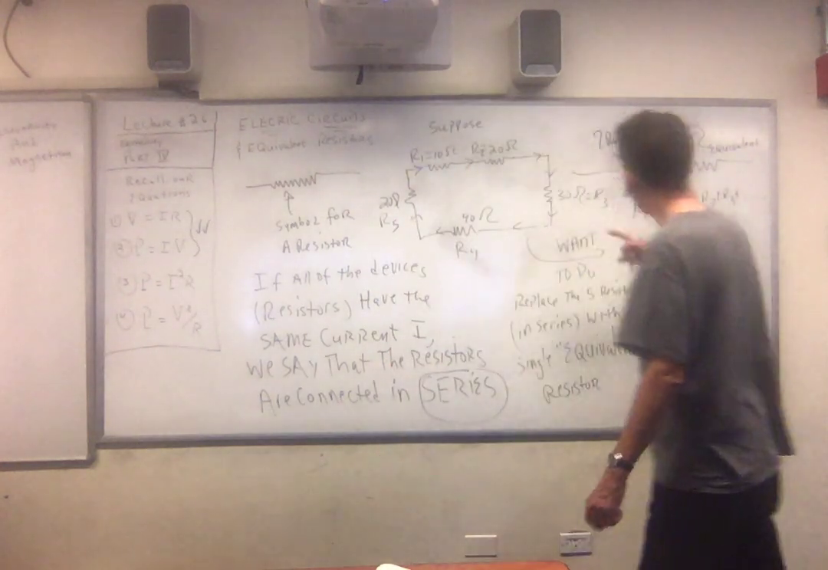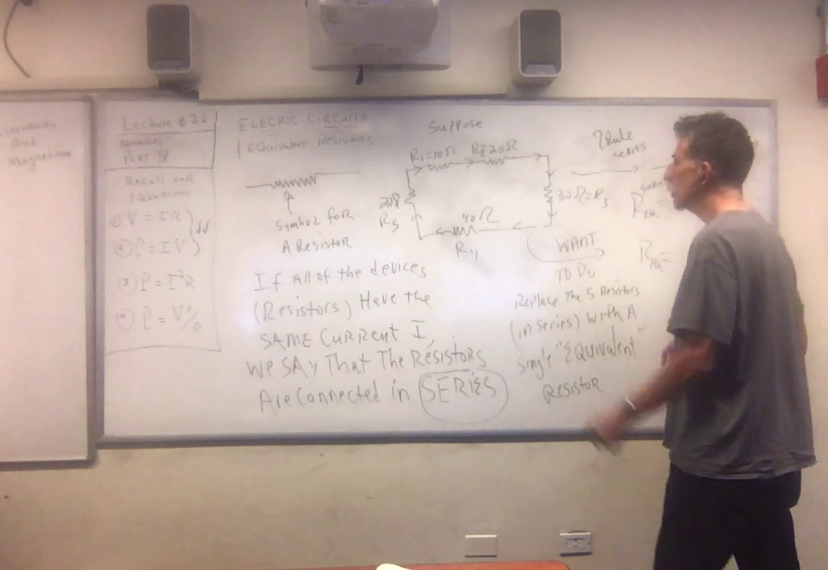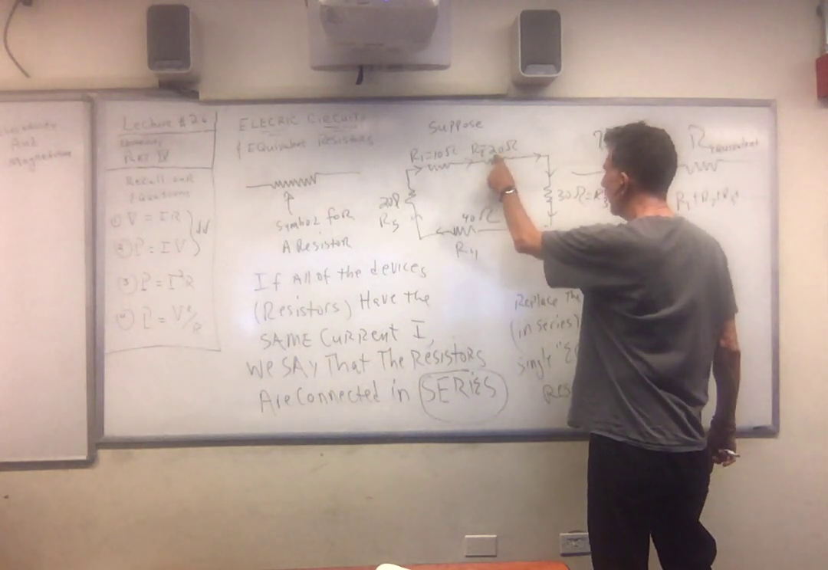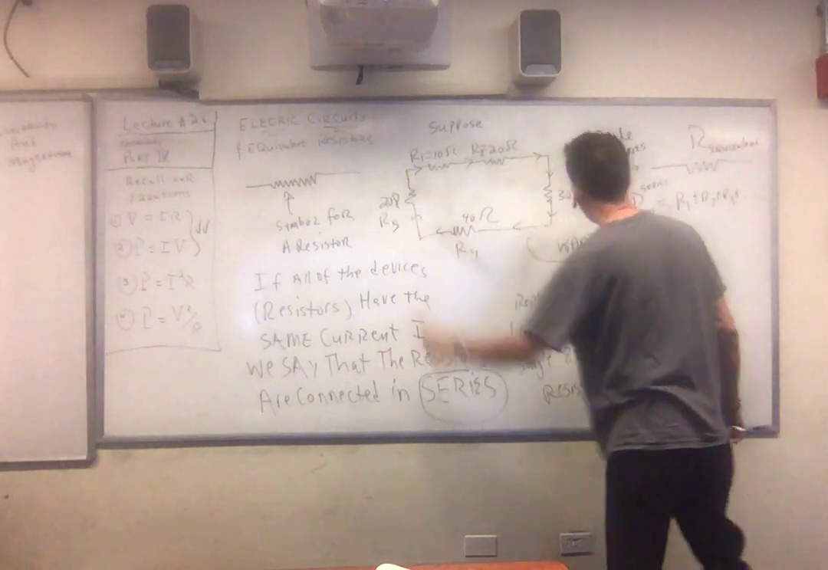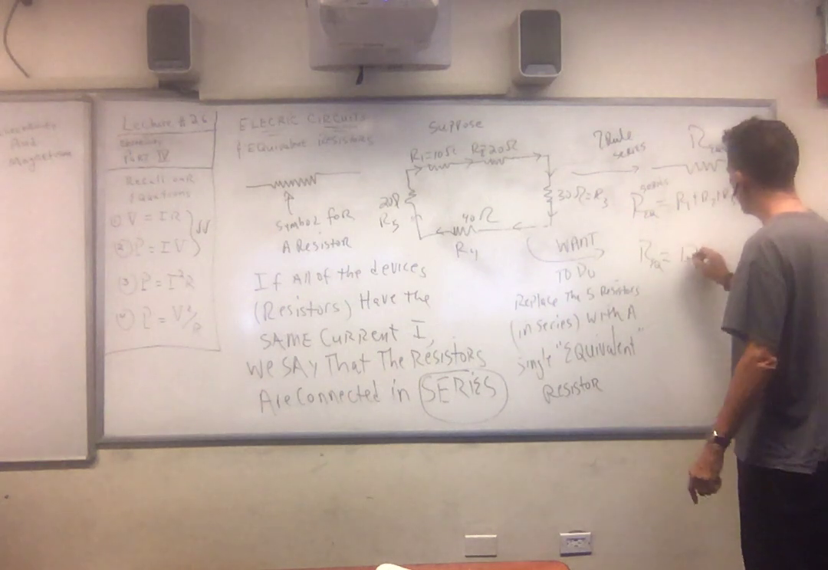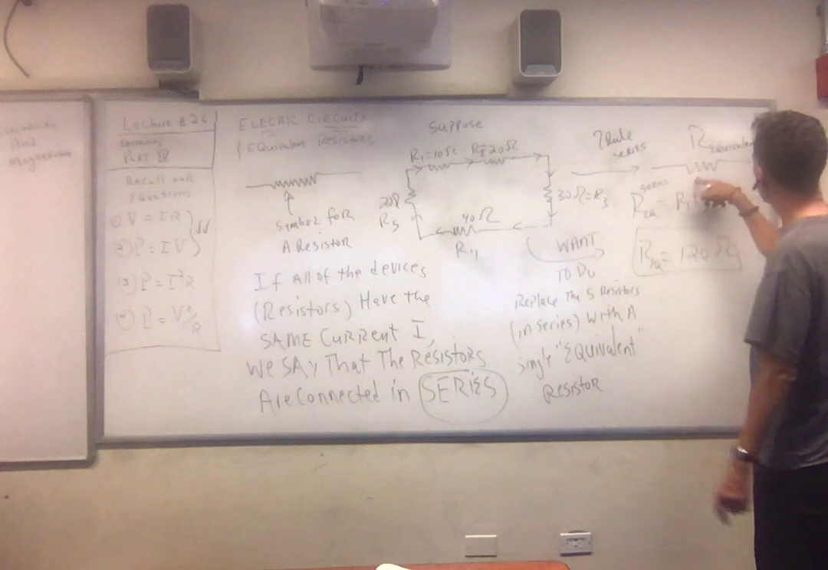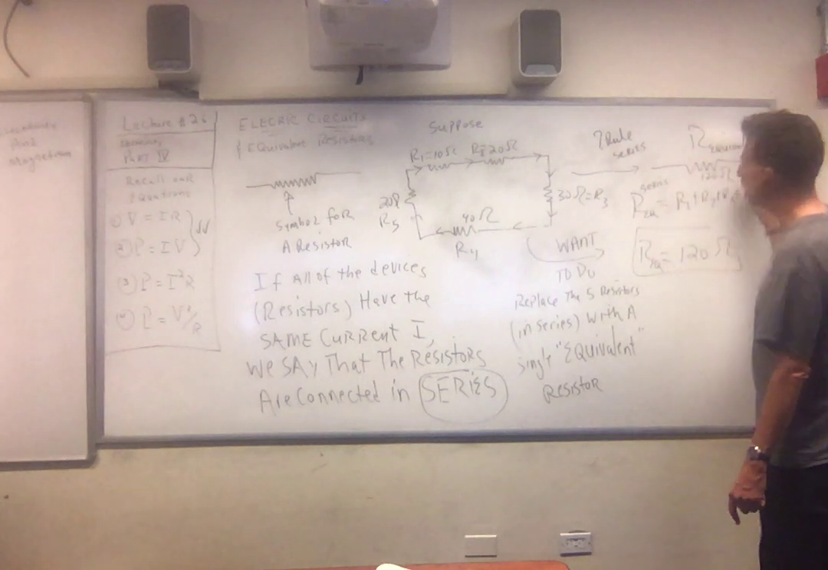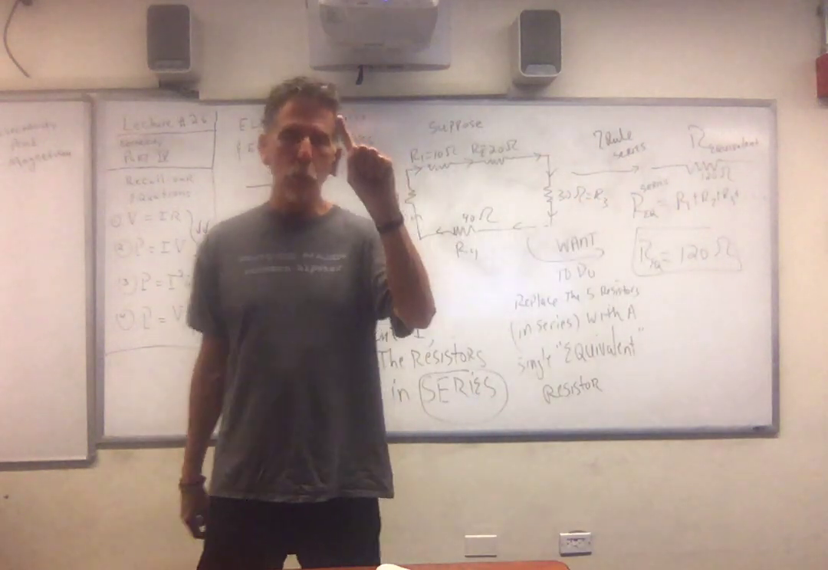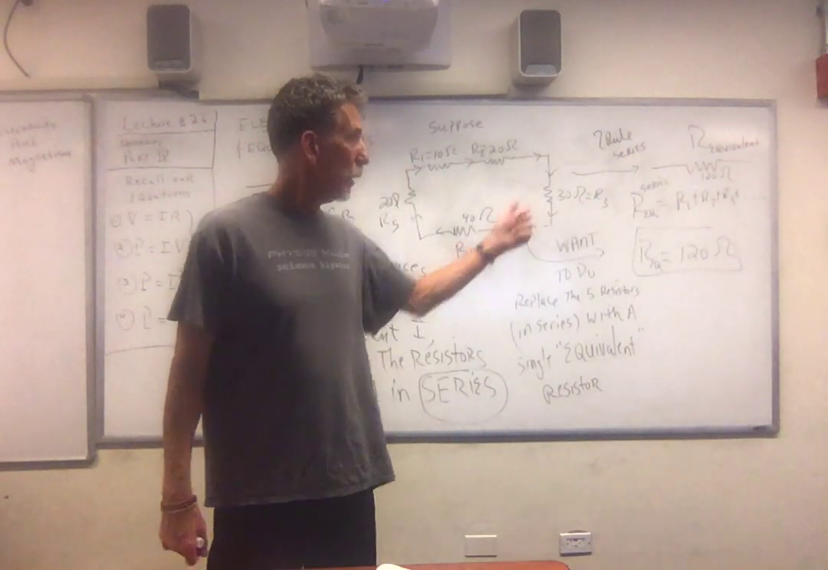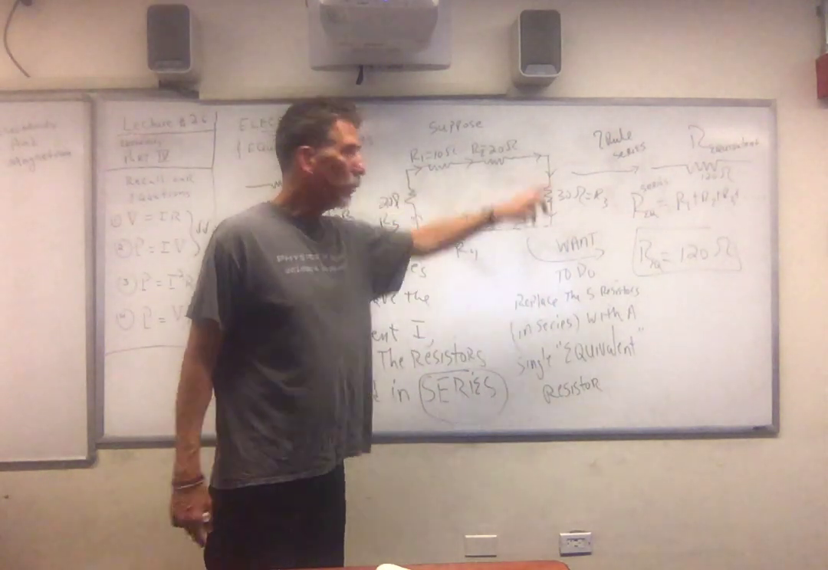So for the case I just gave, R equivalent is equal to 10 plus 20 is 30, plus 30 is 60, plus 40 is 100, plus 20 is 120. So R equivalent would be 120 ohms. So that would be replaced by a 120 ohm resistor. Those 5 resistors in series are the same as having one resistor equal to 120 ohms. So that is equivalent to that.